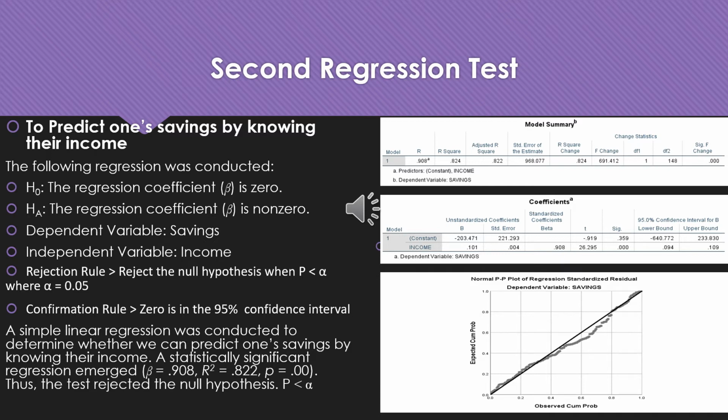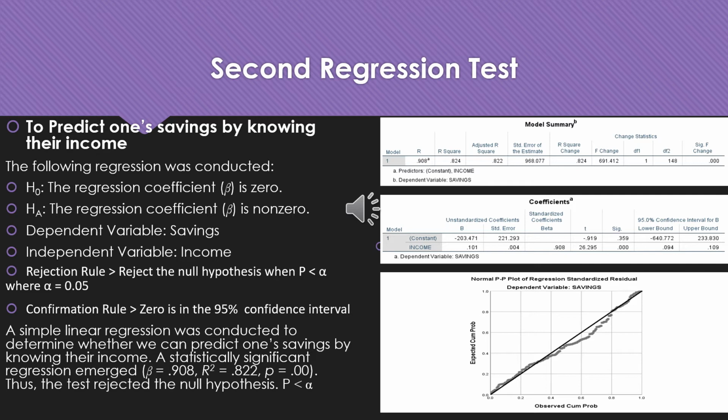The rejection rule states reject the null hypothesis when the p-value is less than alpha, where alpha is 0.05. The confirmation rule, 0 is in the 95% confidence level. A simple linear regression was conducted to determine whether we can predict one's savings by knowing their income. A statistically significant regression emerged.